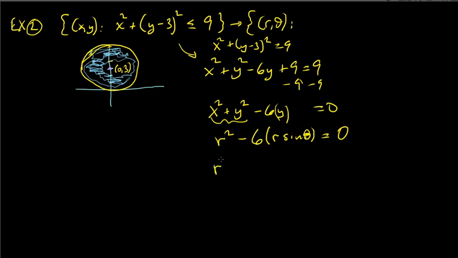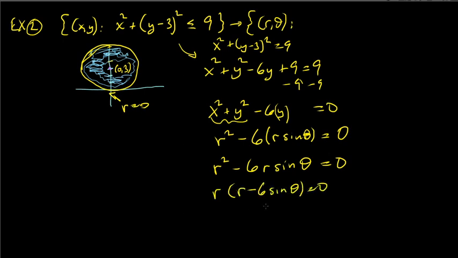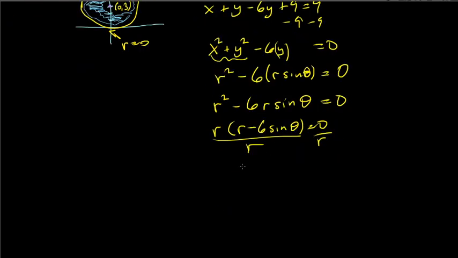Well, we could factor out an r here. In fact, we could just divide both sides by r because r is only 0 at the origin, so we usually don't have to worry about just that single point. So yeah, divide by r. And then we just get r minus 6 sine theta equals 0. In fact, this is the equation of the circle. We can just add the 6 sine theta to both sides to express r as a function of theta.